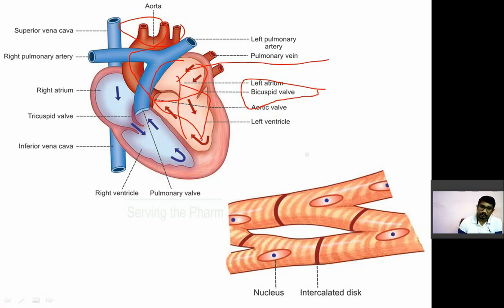Okay, you can see here that the left atrium is thinner than the left ventricle. The muscular layer in the walls of the ventricles is thicker as compared to the auricles. So in the case of the right atrium, the muscular wall of the right atrium is thinner than the right ventricle.